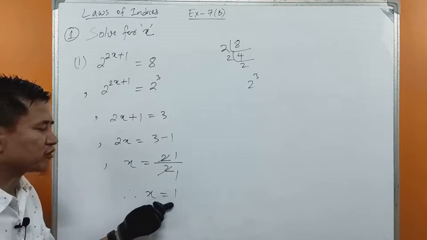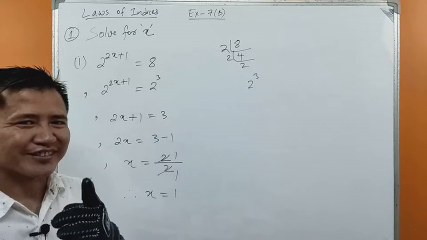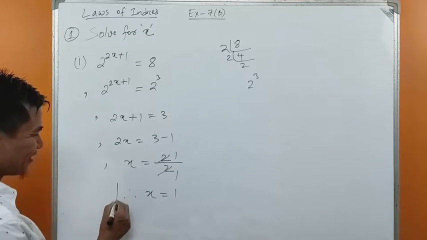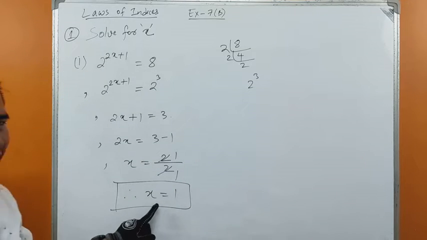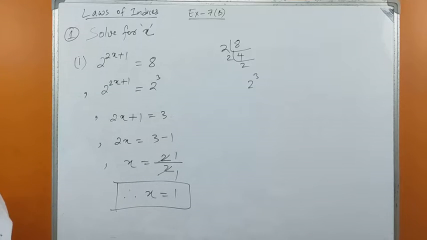Because when we don't write anything in the denominator, we should understand there is always 1 in the denominator, isn't it? So we were asked to find the value of x, and the value of x is 1. So let's do question number 2 of 1.